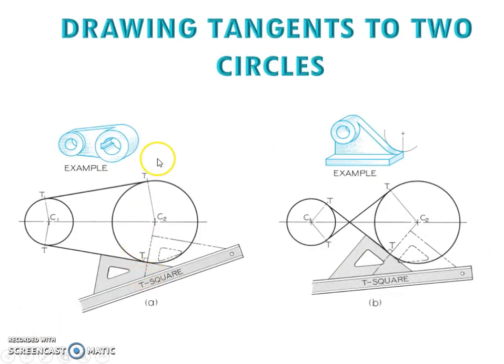Now, what will happen and what are you supposed to do when you have to draw a tangent to two circles? For example, you are given this circle and this circle, and you have to connect both circles at the tangent point. Okay, tangent point here. So how do you find the tangent point on this area? The first thing is to find the tangency point here.